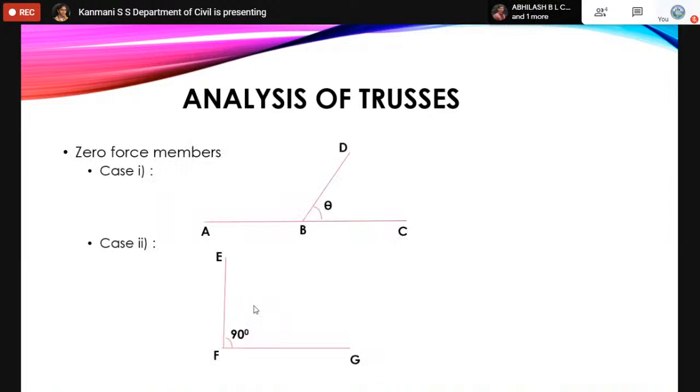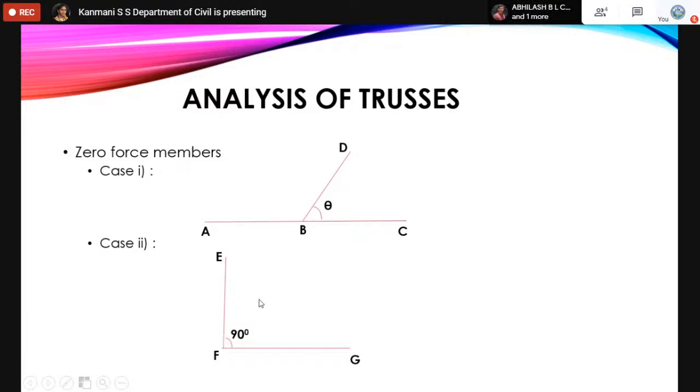Next topic is zero member force. About this also a brief introduction was already given in the last session. Continuing that, we have A, B, C, D, in which we have one single joint, that is B, and 3 member forces. If you observe this figure, force in member AB is collinear with force in member BC. These 2 are collinear members which are in the same line. Hence, the force in the third member will be 0. This is the zero force member concept.